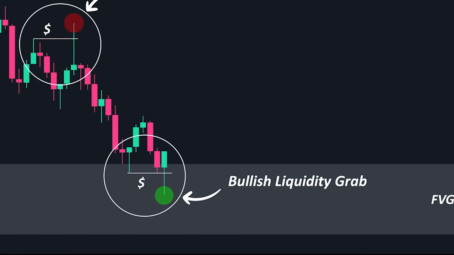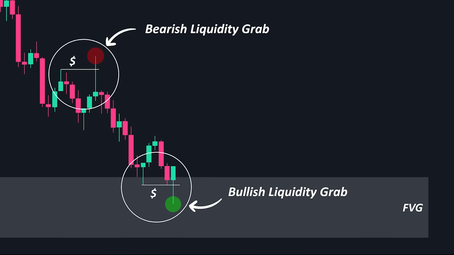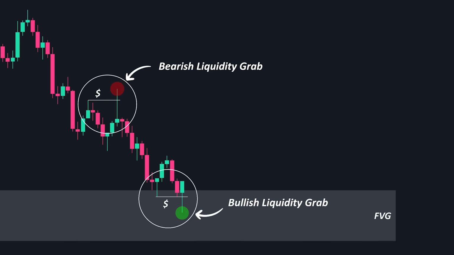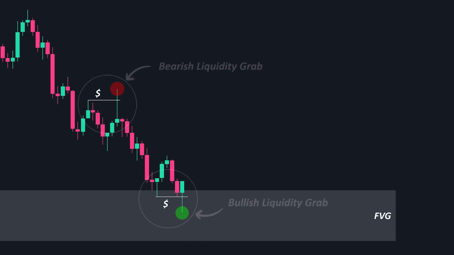Similarly, when the price wicks below a previous swing low, it's identified as a bullish liquidity grab, indicating a possible upward move. Liquidity grabs highlight areas where the market sweeps stop losses before reversing direction. These signals can be powerful for trade entries, especially when they occur inside a higher time frame fair value gap. If this move also breaks a recent bearish structure on the lower time frame, it provides additional confirmation.